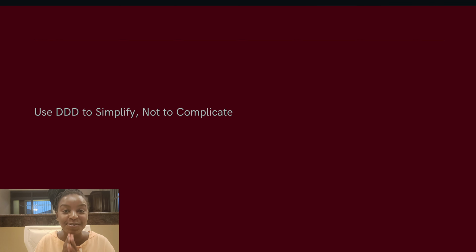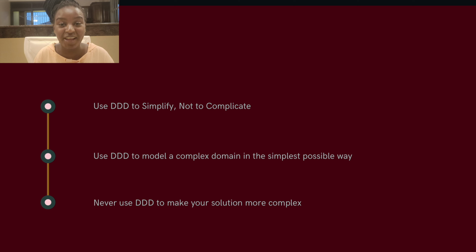Use DDD to model a complex domain in the simplest possible way. It may not apply to all your cases. Sometimes something is very simple and straightforward. You don't need to use all these DDD concepts to model it. But when it's something complex, it does help using it, because it helps break it down into smaller parts, and then you get to understand it better. And the more you go, the more you model better, instead of having spaghetti code, a ball of mud, for lack of a better word. And of course, never use DDD to make your solution more complex.